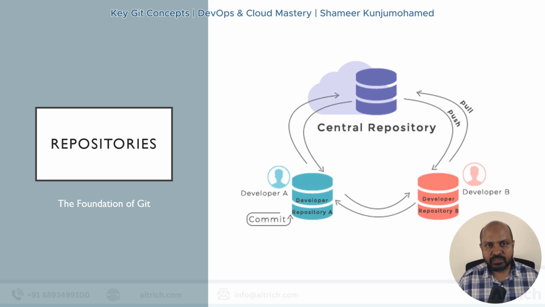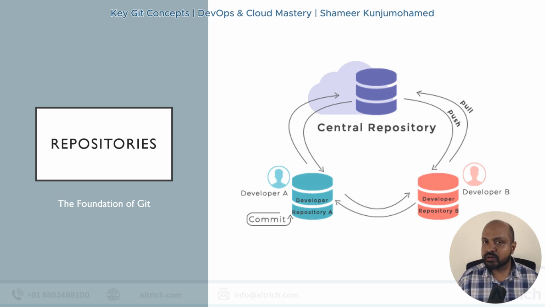Let's start with the concept of Git repositories, which are the fundamental building blocks of Git's version control system. These are central to Git's version control capabilities. A Git repository is not just a place to store files. It's a powerful tool for tracking changes, enabling collaboration, and managing complex software projects.